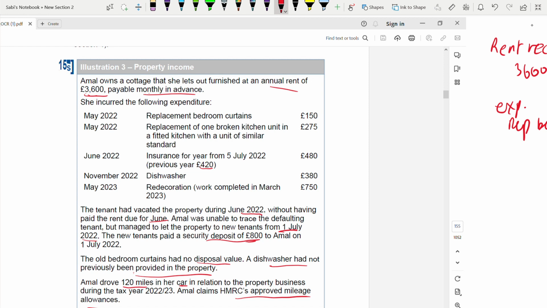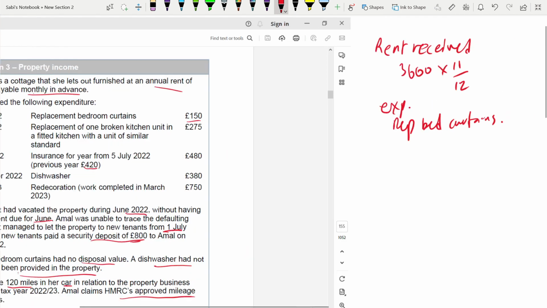The old bedroom curtains had no disposal value. They have not given you any sale value. Okay. So you can claim this 150. You can deduct. Okay. This is an allowable deduction. It's allowed because it comes under replacement cost of domestic item in a residential property. It's a domestic item, bedroom curtain. So 150, you can deduct.